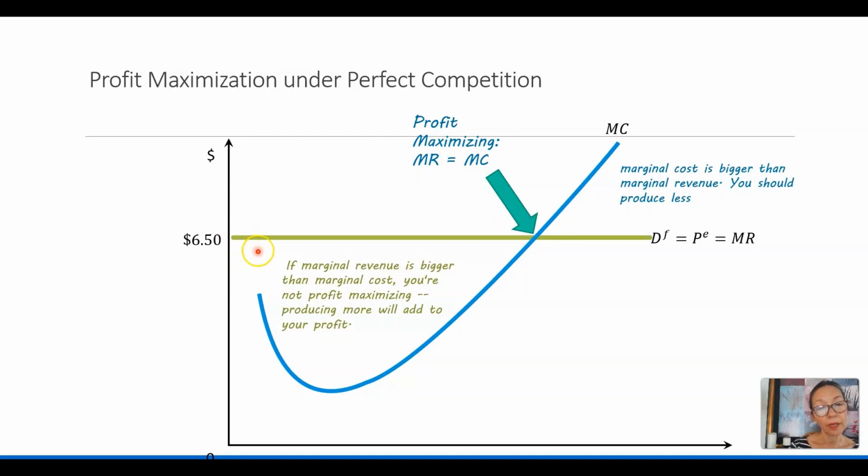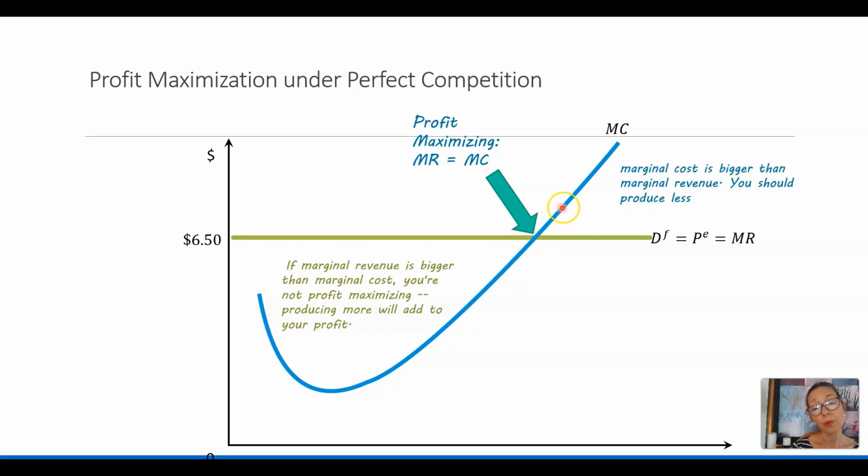Note here, if marginal revenue is bigger than marginal cost, you're not maximizing your profit. So if you are producing over here, for example, you could continue to produce, and you should produce more, because right now $6.50 marginal revenue is greater than what it's costing you to produce each additional plate. So you're going to keep producing up until the point where these two lines intersect.